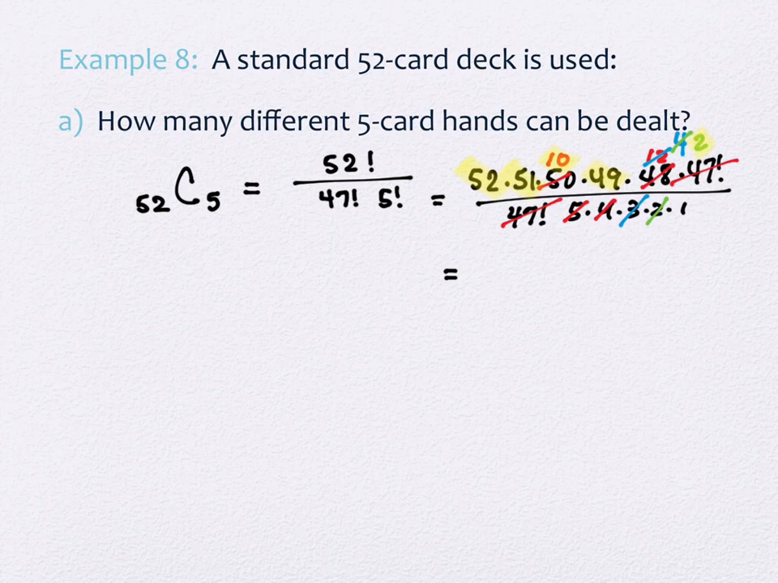What do we get? 980. I think you might have done something wrong because it should be much bigger than that. 2,598,960. Yeah. 2,598,960. Did you figure out what happened, Kate Brown? Oh, you left the first 2 off. Yeah, well, that will do it. Yeah, we need all of them. So there are almost 2.6 million different hands of cards.